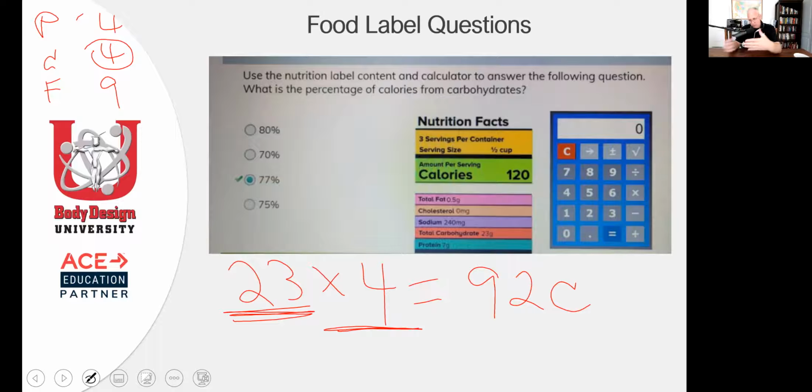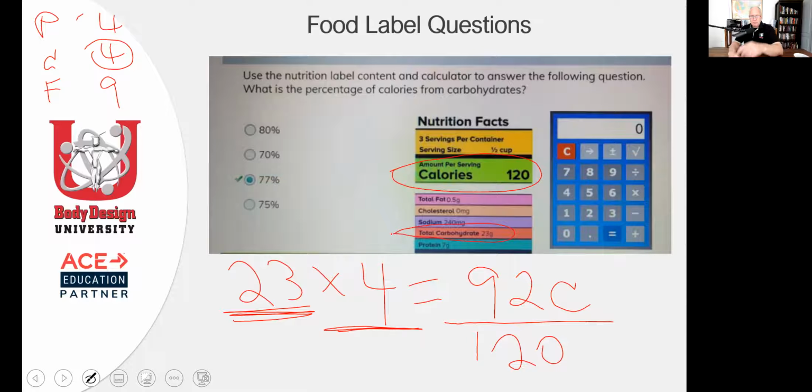If you got 23, boom, 4 times 23 gives you 92. All you have to do now is divide by 120. And that's it. Why? Because it's a percent of 120 calories, right? This is your serving. This is the grams.